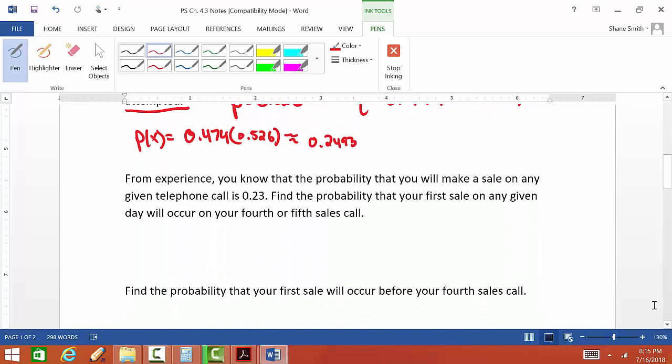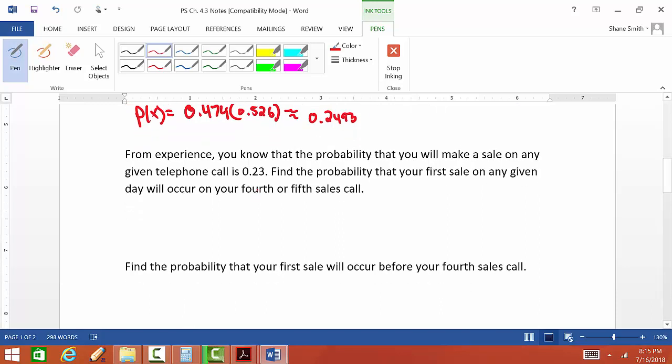From experience, you know that the probability you will make a sale on any given telephone call is 0.23. Find the probability that your first sale on any given day will occur on your 4th or 5th sales call. So the key for this one is 4th or 5th, so you're going to have to do something twice, because you have to add the 4th and 5th together. Our probability of success is 0.23. Our probability of failure is 0.77. So we want to find the probability that x is equal to 4 or 5. So we have to add those together.